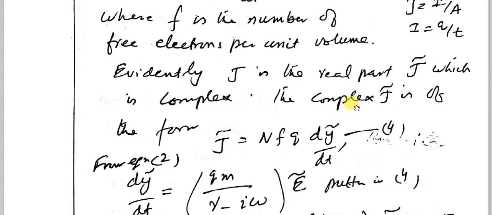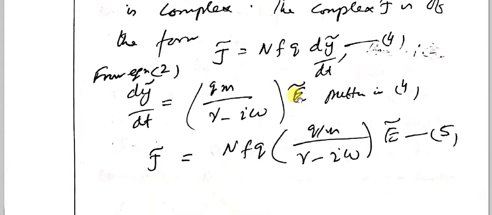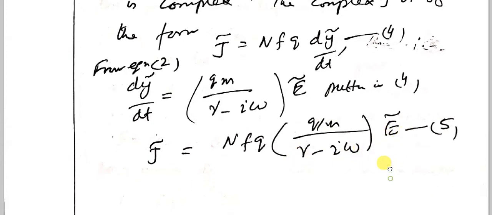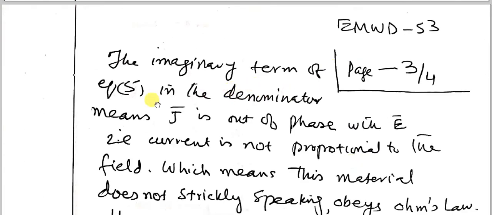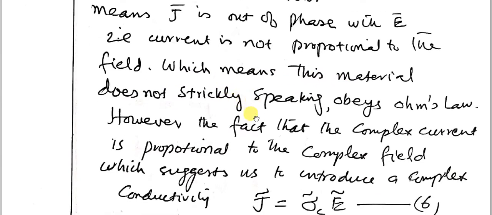The complex J is of the form J complex equals n f q d y complex by dt. This is equation number 4. From equation 2 we have dy by dt equal to this term. Putting that in equation number 4, we get J equals n f q times q by m, over gamma minus i omega, times E, which is the complex function. The imaginary term in the denominator of equation 5 means that J is out of phase with E. The current is not proportional to the field, which means this material does not, strictly speaking, obey Ohm's law.